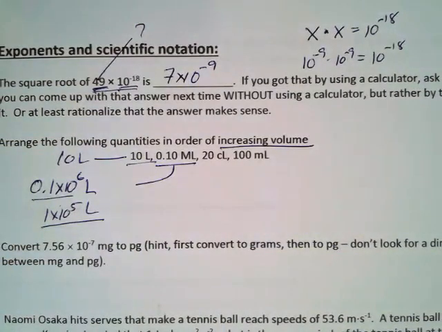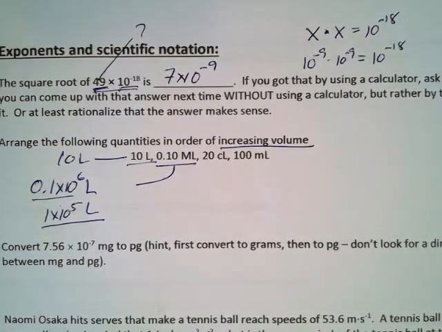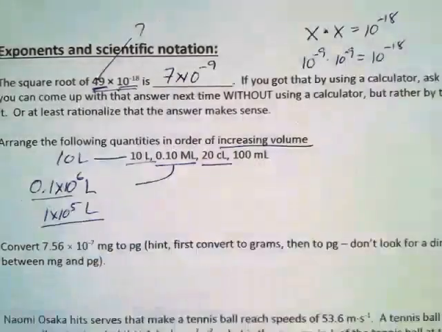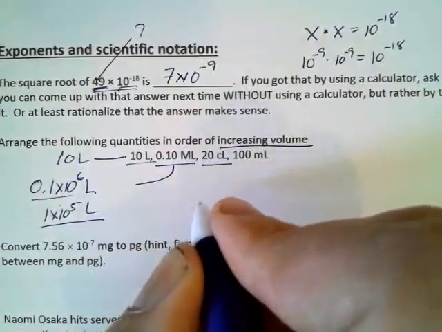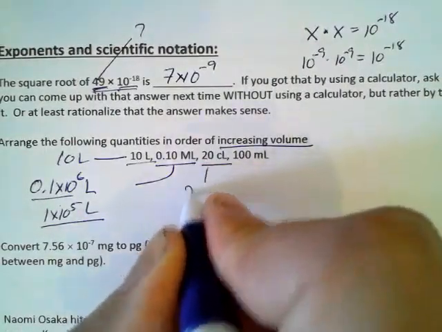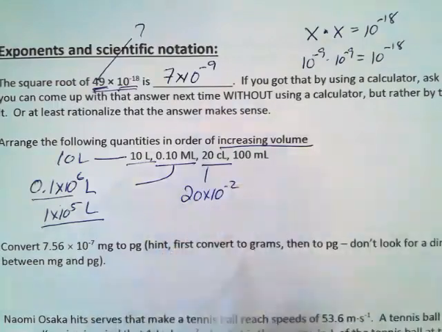This is an enormous number, right? 100,000 liters. That's a lot of liters. That's a lot of milk. 20 centiliters. Well, how big is a centi? Remember, centi is times 10 to the minus 2. So I'm going to rewrite this as 20 times 10 to the minus 2. And then we still have the liters there.